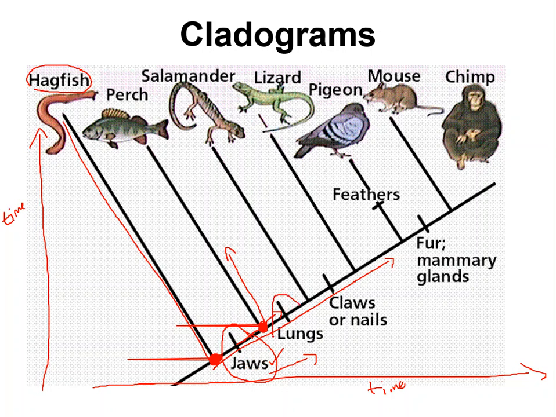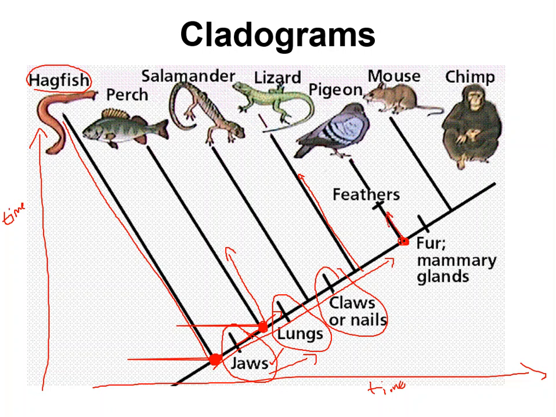Lungs evolved after fish had already branched off in their own lineage, right? So fish and perch don't have lungs, but everything else does. Salamanders, lizards, and so on. Amphibians branched off before claws or nails evolved, right? So lizards, pigeons, mice, chimps have claws or nails. Then lizards and your reptiles broke off. Then you had a speciation event here with your birds.